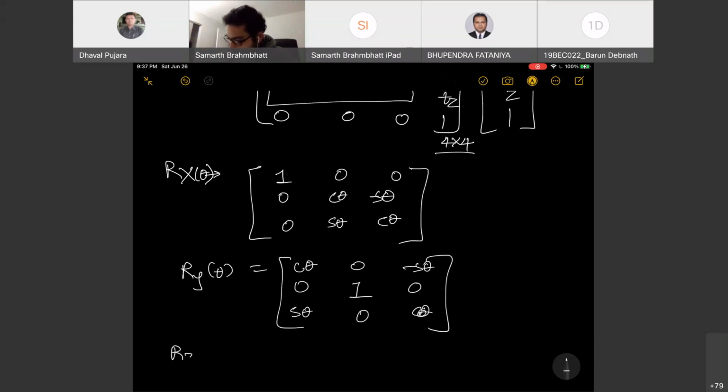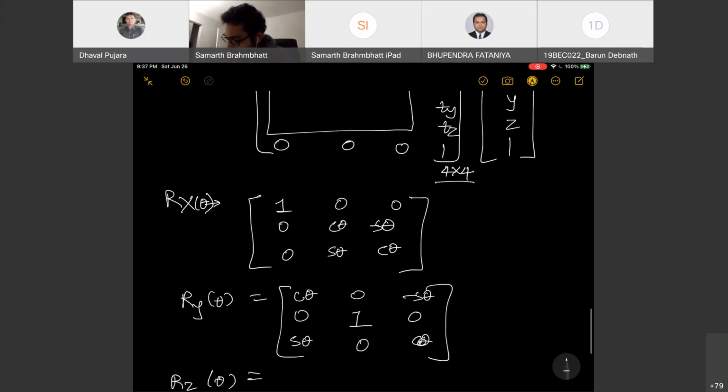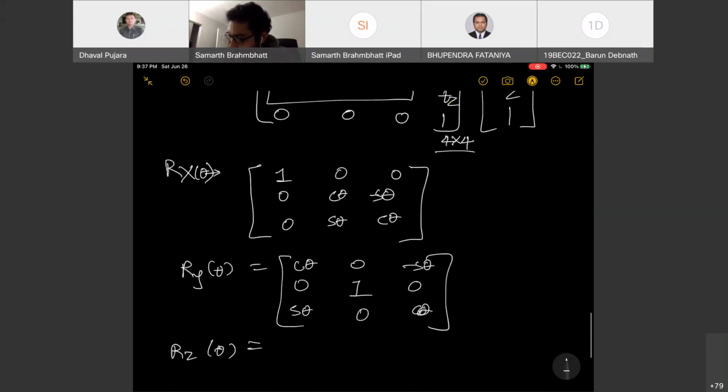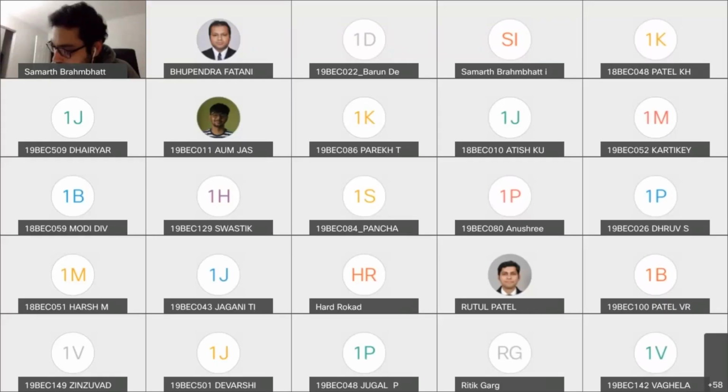And similarly for z. And then if you are rotating around all 3 x, y, and z axes, you have to combine all these 3 matrices and multiply them together, and the final result will also be a 3 by 3 matrix. And that 3 by 3 matrix you put over here.